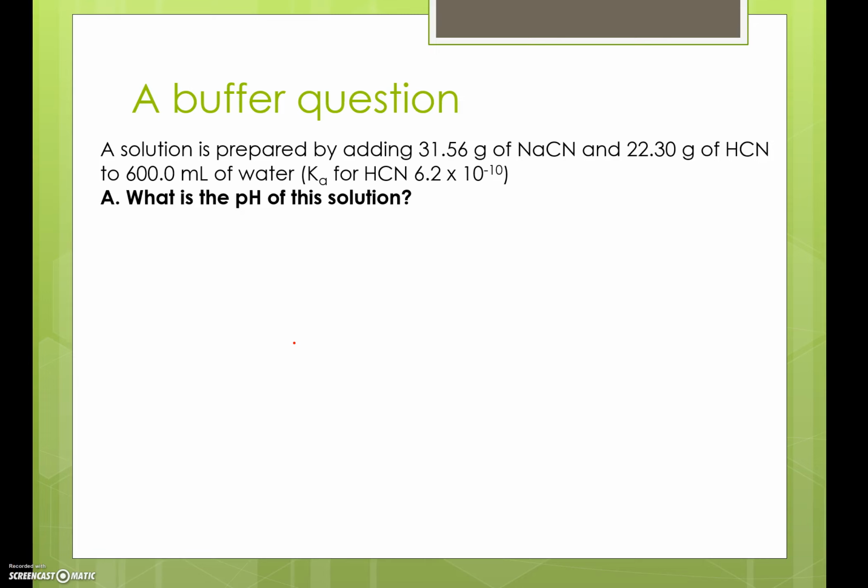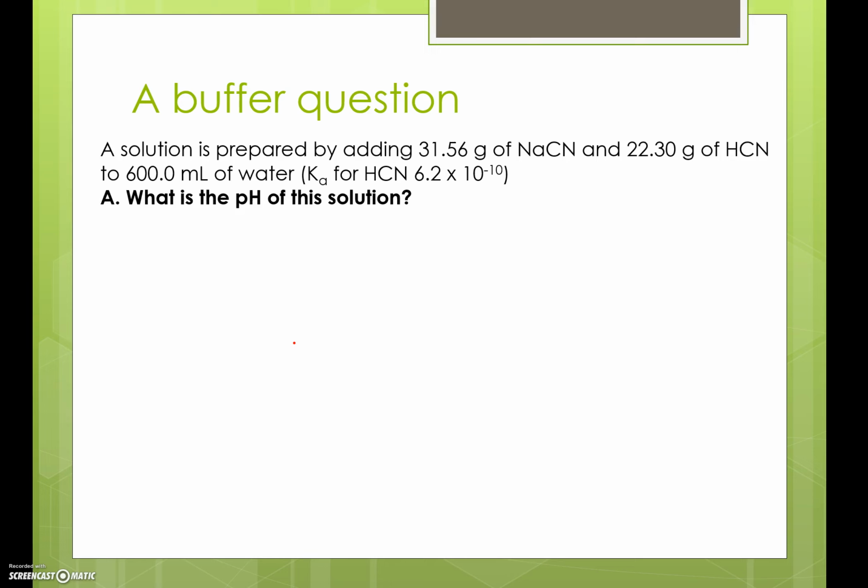A buffer solution is a weak acid and a salt of its conjugate base, or a weak base and a salt of its conjugate acid. Buffer solutions absorb hydrogen ions or hydroxide ions that are added to it and therefore resist changes in pH.